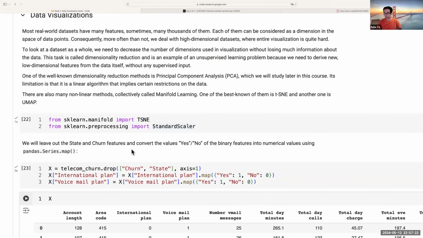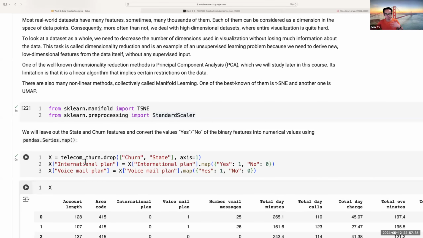Because if it is categorical features, we cannot actually do t-SNE or UMAP. It has to be numerical features, right? So with numerical features, you can do something about that. But if it is binary, for example, international plan, you can map that to 0 and 1s, and the voicemail, you can map into 0 and 1s. That way it can be used to visualize the data.